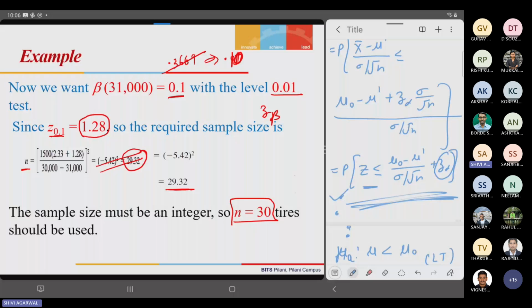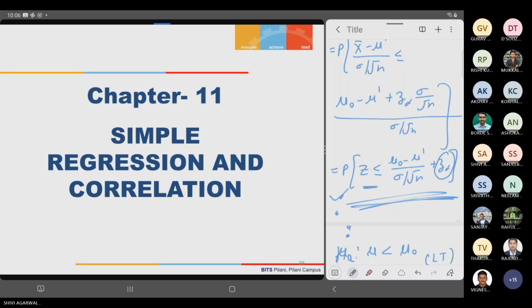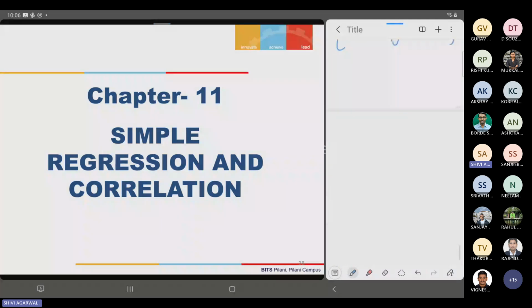Any query? Just formula based. Okay, now come to chapter 11. Should I do it today? Okay, I will do it in the next class. ठीक है ना? I will do it in the next class, the last class, and this is the last chapter.